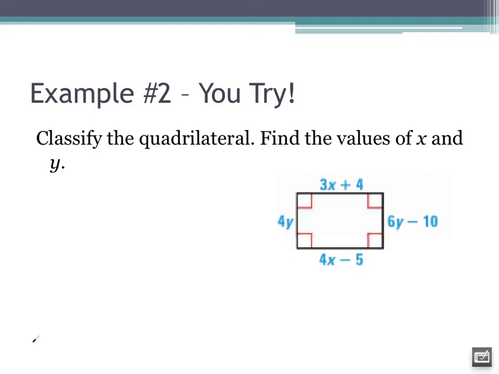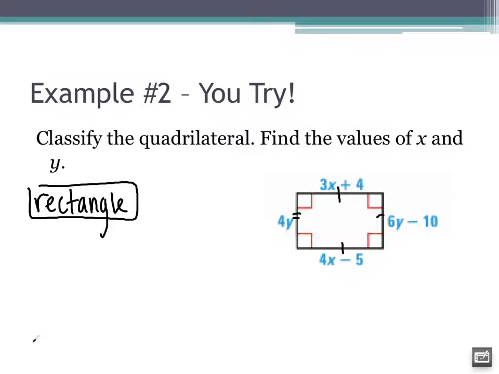Okay, hopefully you had a chance to try this one on your own. Classify the quadrilateral. Well, we see that the quadrilateral has 4 right angles, so this must be a rectangle. Now we need to find the values of x and y. Well, a rectangle has the properties of a parallelogram, which means that the opposite sides are congruent.